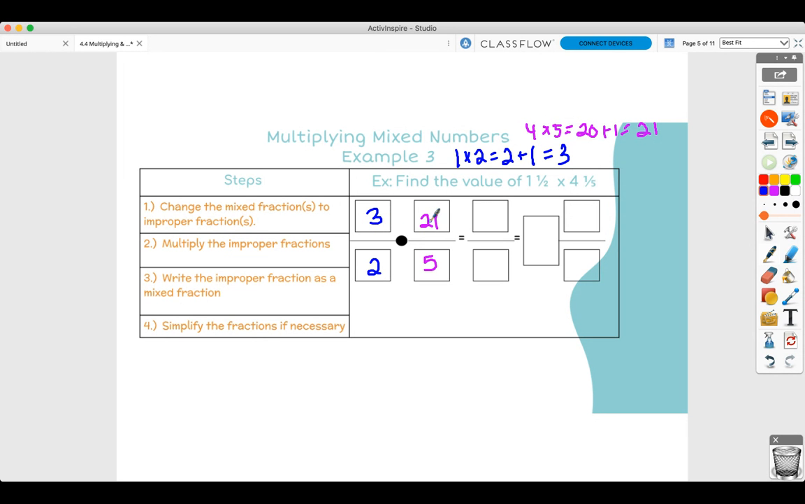So 3 times 21 is 63. 2 times 5 is 10. There are 6 tens that go into 63, so 6 times, and you're going to have 3 left over, and 10 remains the denominator. If you're doing long division, you can do long division for it. So 63 divided by 10, 6, 60. Subtract, you're going to get 3. So 6 remainder 3. 6 is your whole number, 3 is your numerator, and 10 is your denominator.